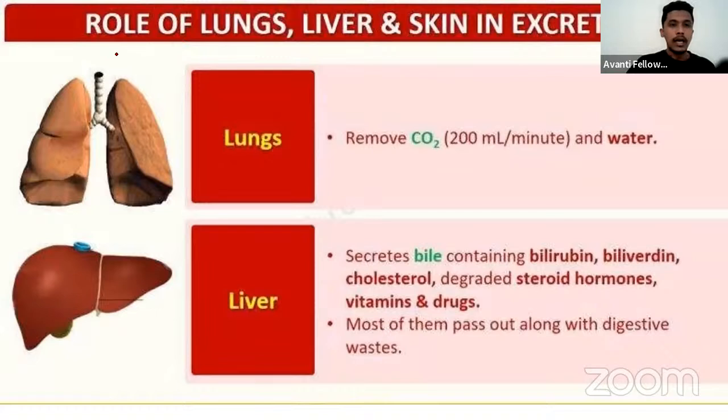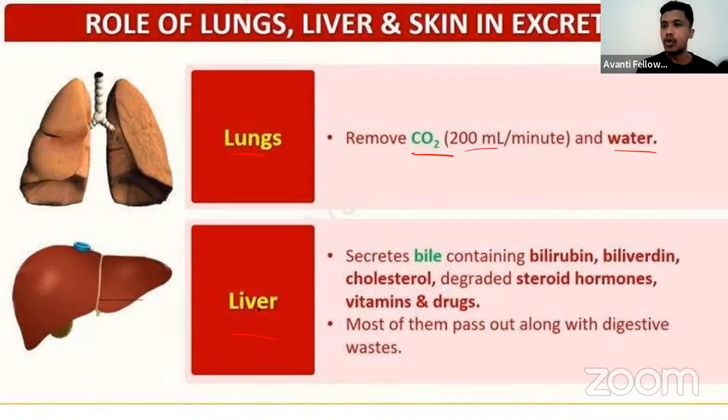There are other organs of excretion too, not just your kidneys. There are organs such as lungs, liver, skin, etc. So let's see how they help us in the process of excretion. The lungs usually help in removal of carbon dioxide by expiration. Around 200 ml of carbon dioxide is eliminated by our lungs, and even water in the form of vapor is eliminated by our lungs.